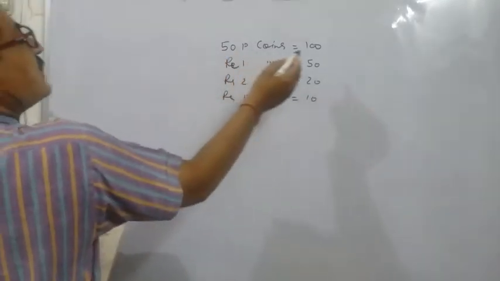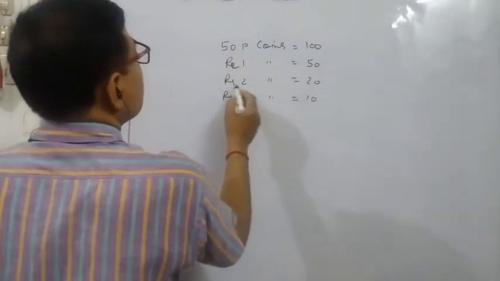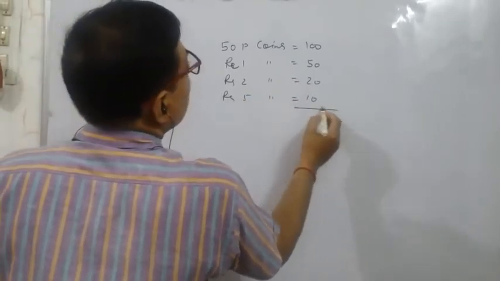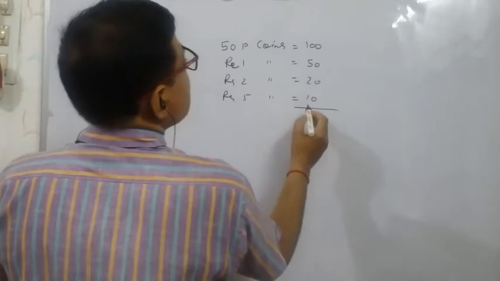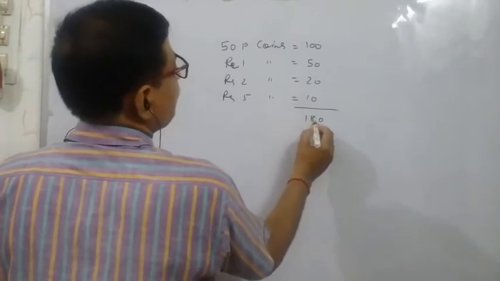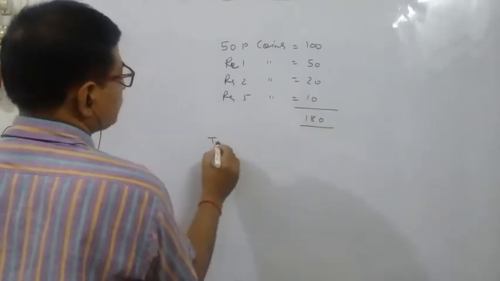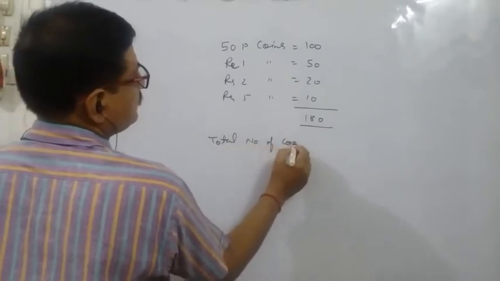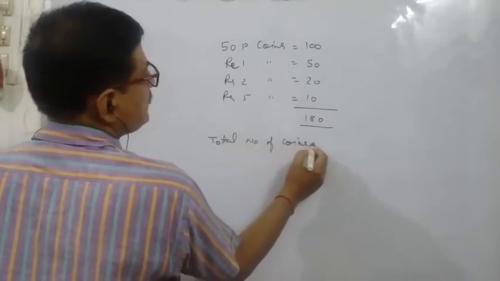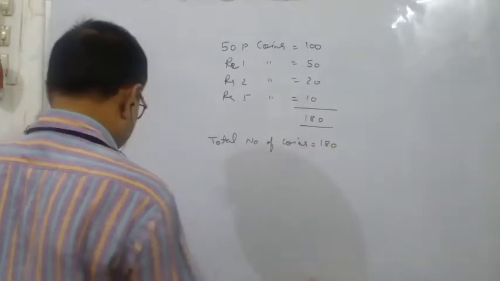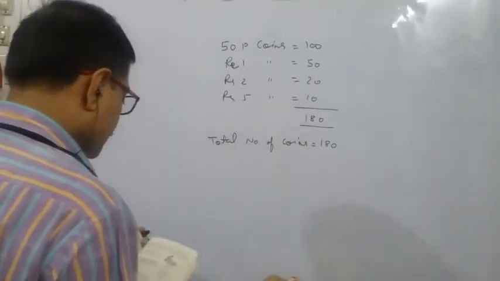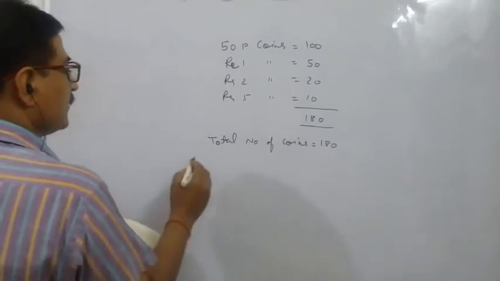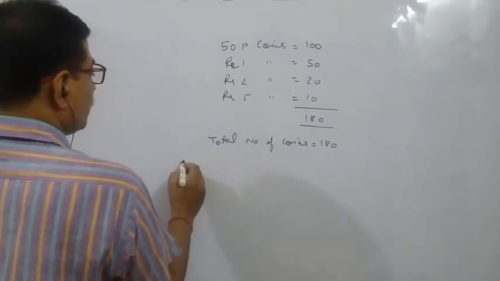So 50 paise coins are 100, 1 rupee coins are 50, 2 rupees coins are 20, and 5 rupees coins are 10. Then the total number of coins is 180. Now the question is saying, what is the probability that the coin will be a 50 paise coin?